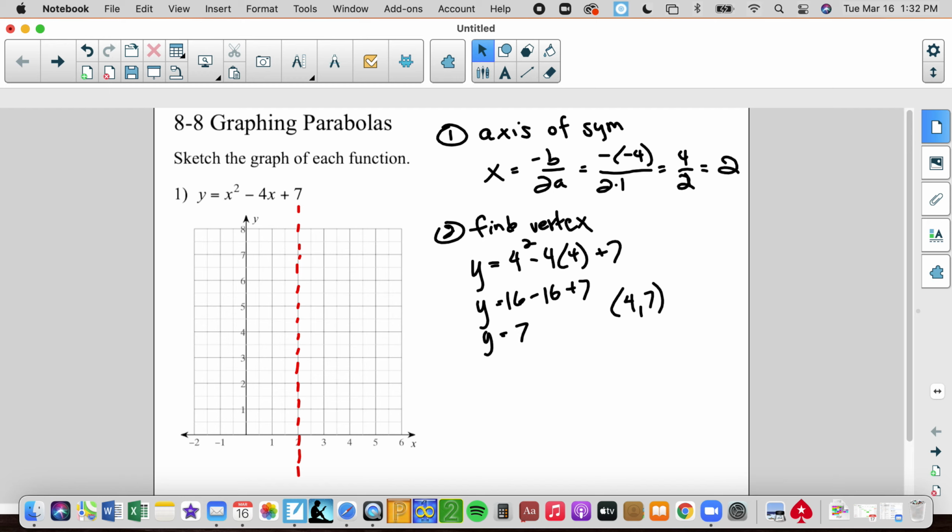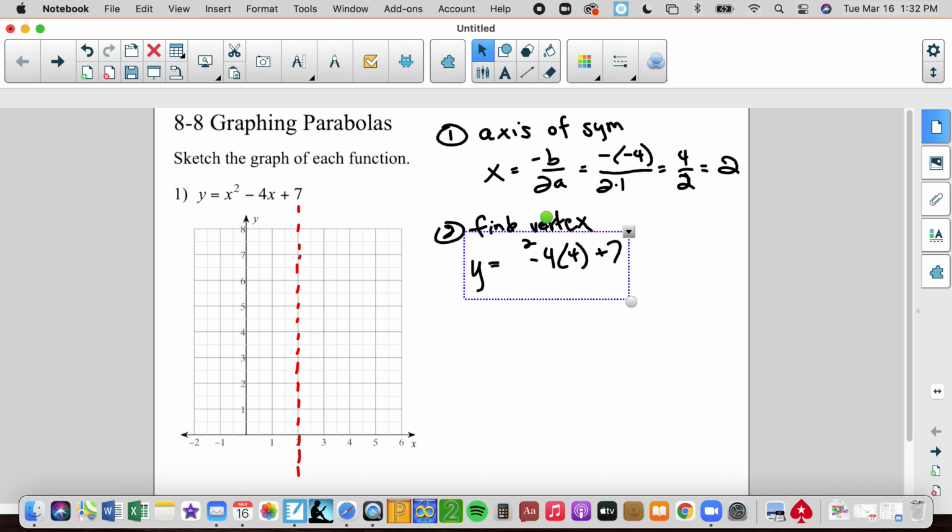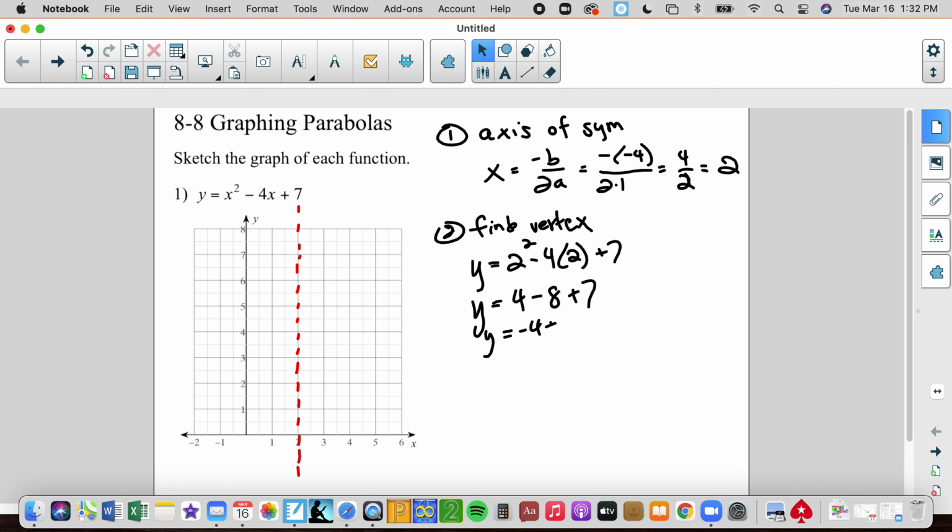So we need to plug in 2. I saw it and I kind of had a feeling. So 2 squared is 4. Negative 4 times 2 is negative 8, plus 7. We get negative 4 plus 7, which is 3. So my vertex is 2, 3.